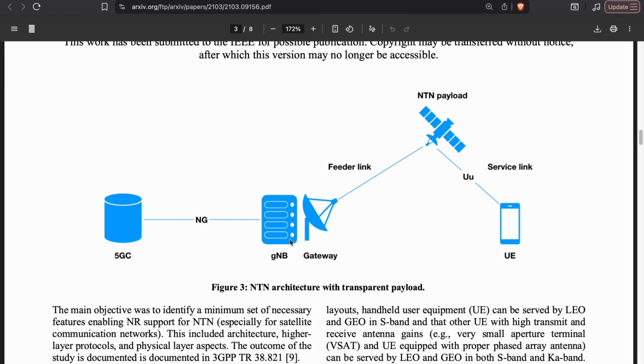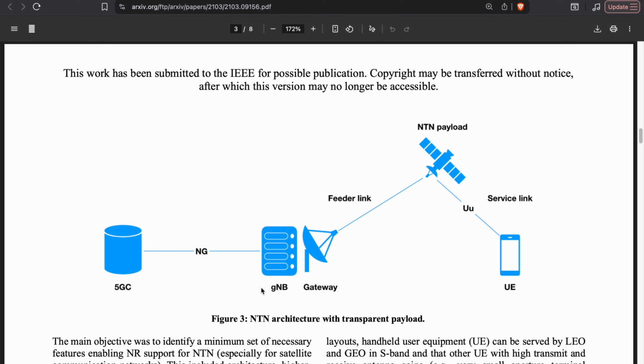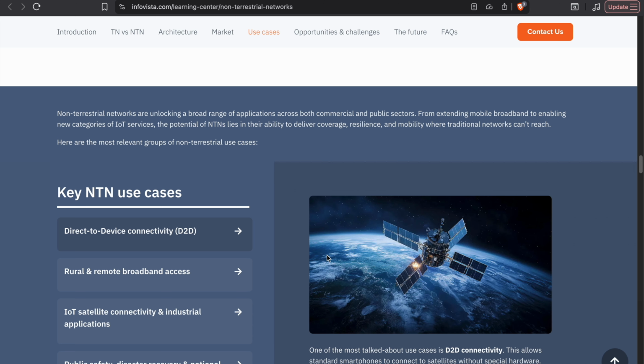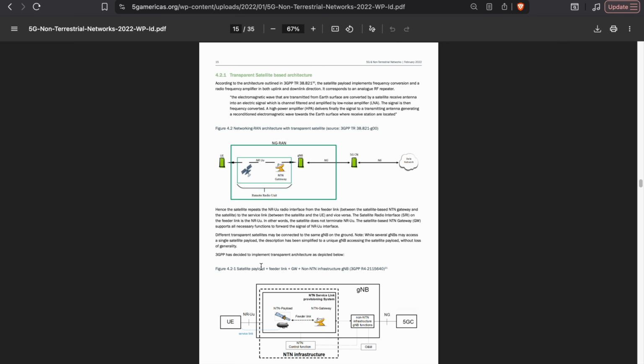And yeah, this is also a very simple architecture of NTN where we have the UE on the rightmost side, which is connected to the NTN payload. You can consider it as a satellite, and this is connected via the satellite link, and we have the NR-Uu interface over here. And also the satellite is connected to the ground via the gateway through this feeder link itself. And then this gateway and gNodeB are connected to the 5G core. And yeah, this is the one I'm talking about.